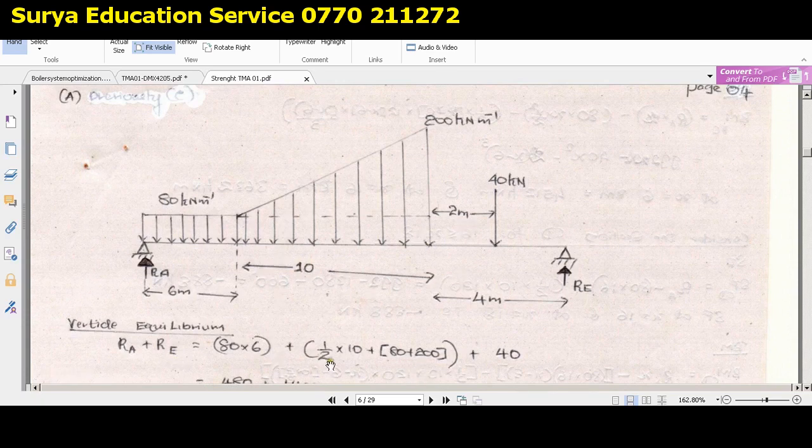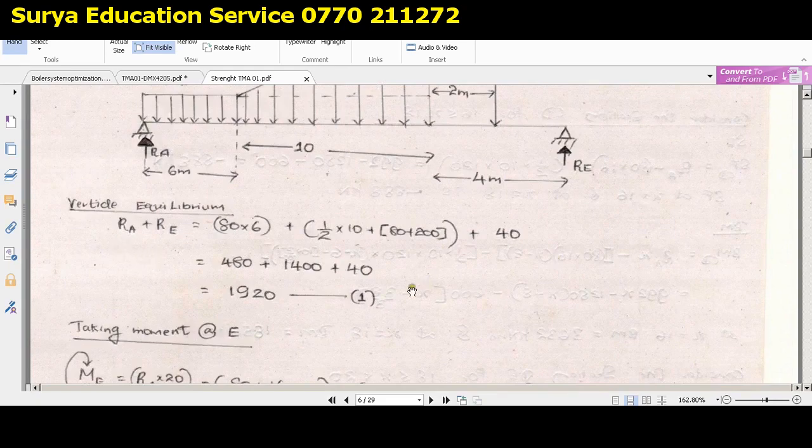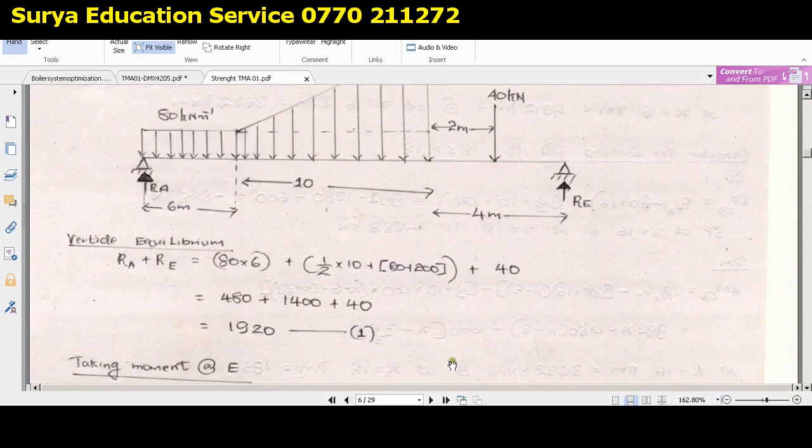So what is that? Very simple: half, that is how the formula comes, half into this base, which is 10, into the sum of parallel sides. I think that is grade 6. Half into 10 into the sum of parallel sides, which is 80 plus 200. Okay, plus this vertical force. What is this vertical force? 40 kilonewtons. So solve this. Now you can get an equation such that RA plus RE equals 1920. That is equation number 1. It's very simple. Okay, you cannot say that you can't understand this. If you cannot understand the simple basics, I don't think that you should select engineering. Nothing much to worry about, simple basics.